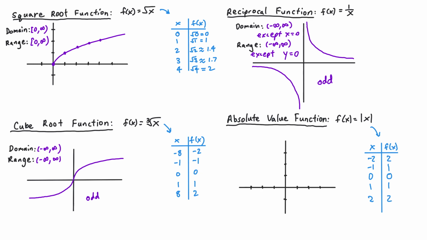Plotting our points, we have -2, 2. We have -1, 1, 0, 0, 1, 1, and 2, 2. Connecting these points, we get the following shape. The domain of the absolute value function is all real numbers because we can plug in any number we'd like and take the absolute value.